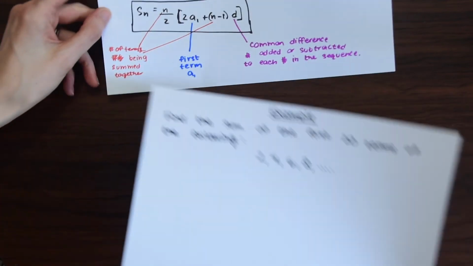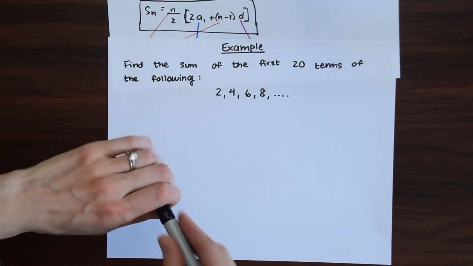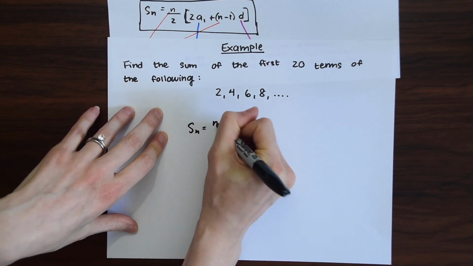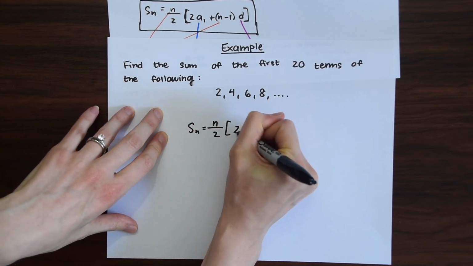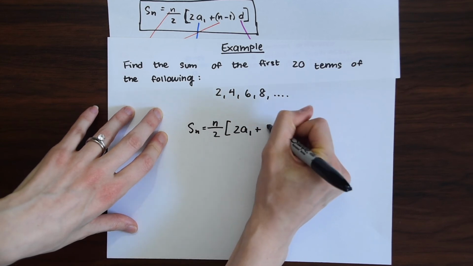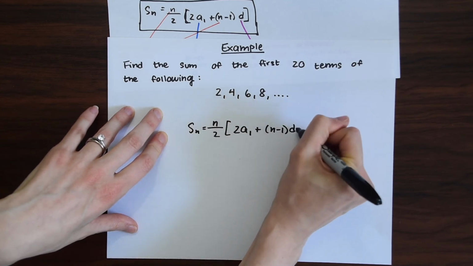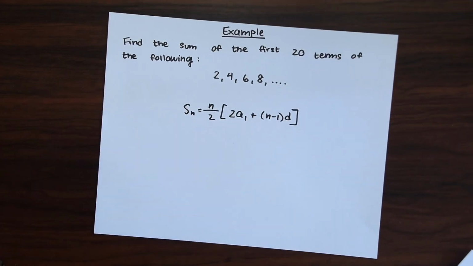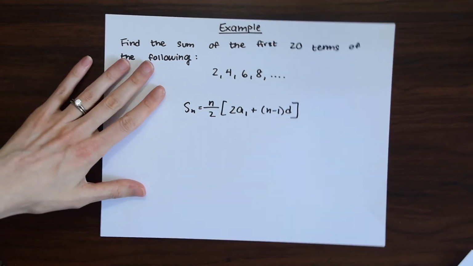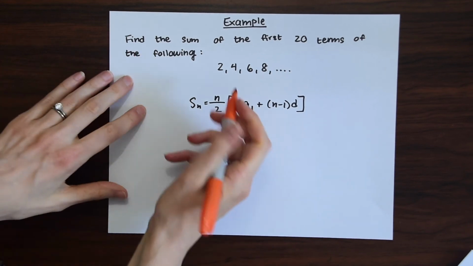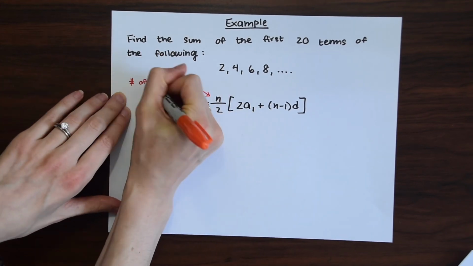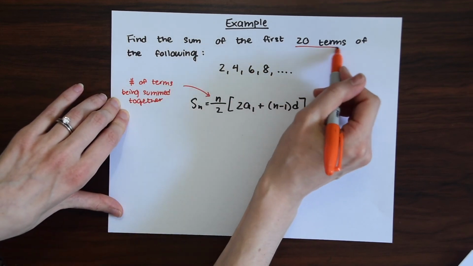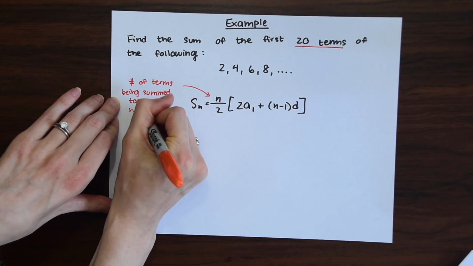We're going to be using this formula. So let's just write this out. So we're going to be using S sub n is equal to n over 2 times 2 times a sub 1 plus n minus 1 times d. So let's go over what each thing means and then plug it into our formula. So n is the number of terms being summed together. So we can see here we want to sum the first 20 terms. So we know that n is equal to 20.